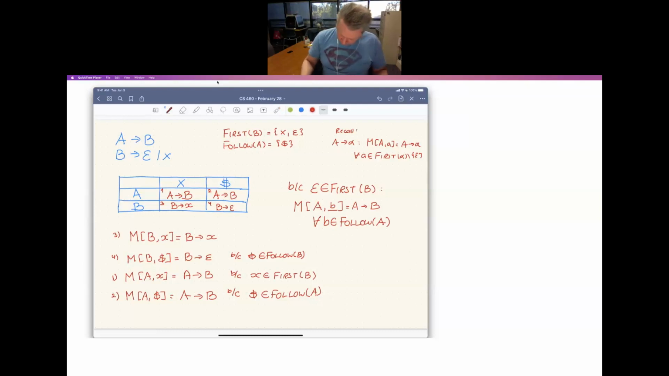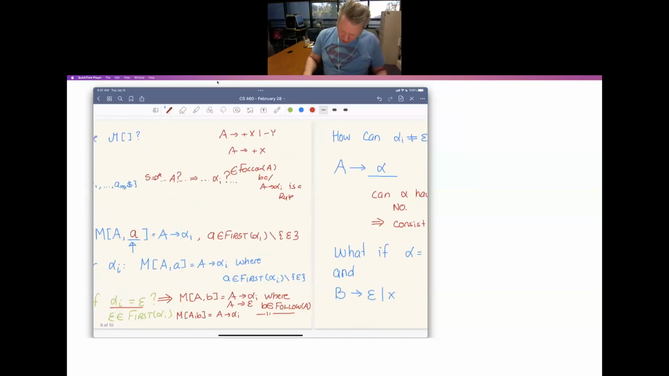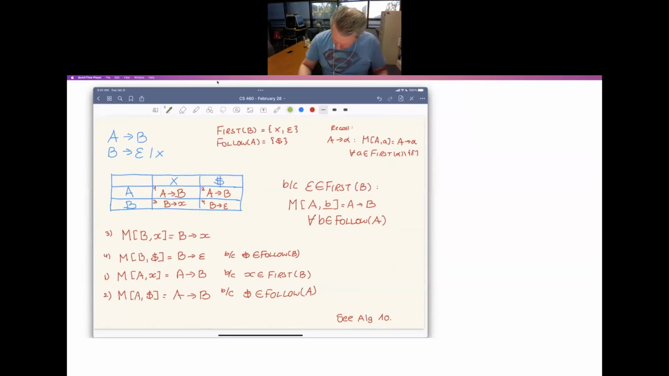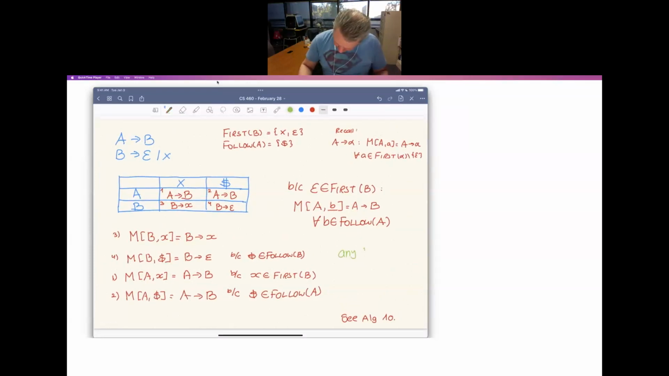Now, see algorithm 10. That's the one that fills it up. And then of course we need one other thing: any blank cell in M gets an error rule, right?